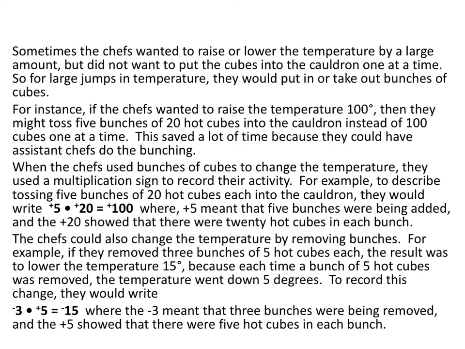The chefs could also change the temperature by removing bunches. For example, if they removed 3 bunches of 5 hot cubes each, the result was to lower the temperature 15 degrees, because each time a bunch of 5 hot cubes was removed, the temperature went down 5 degrees. To record this change, they would write -3 times 5 equals -15, where the -3 meant that 3 bunches of cubes were being removed, and the 5 shows that they were removing the 5 hot cubes in each bunch.